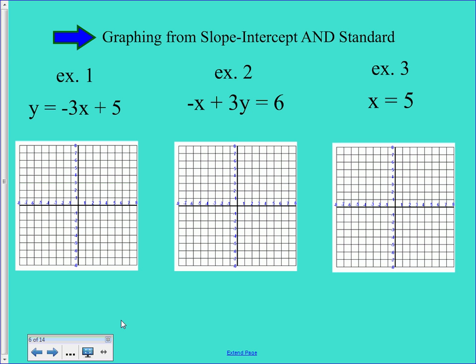So number 1 is in slope-intercept form, which means we have our y-intercept and we have our slope. If it's just a number, remember that's the same thing as over 1. This 5 being added on is our y-intercept, so we're crossing the y-axis at 5. Then our slope is negative 3 over 1, so we're going down 1, 2, 3, and over 1. And so we can graph that line. Once you have 2 points, you have a line.